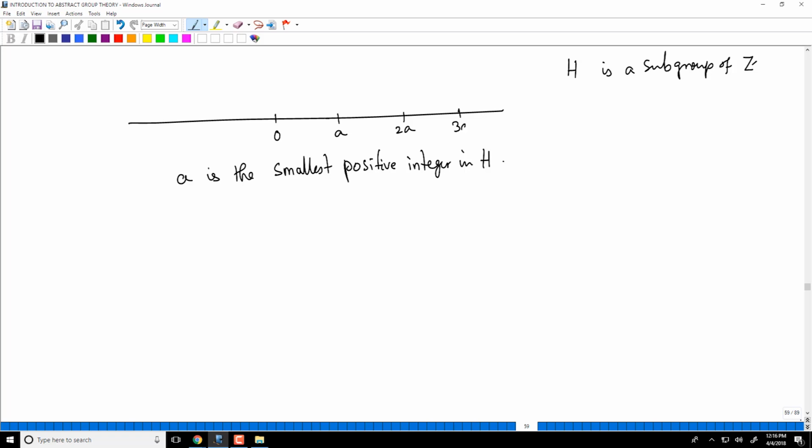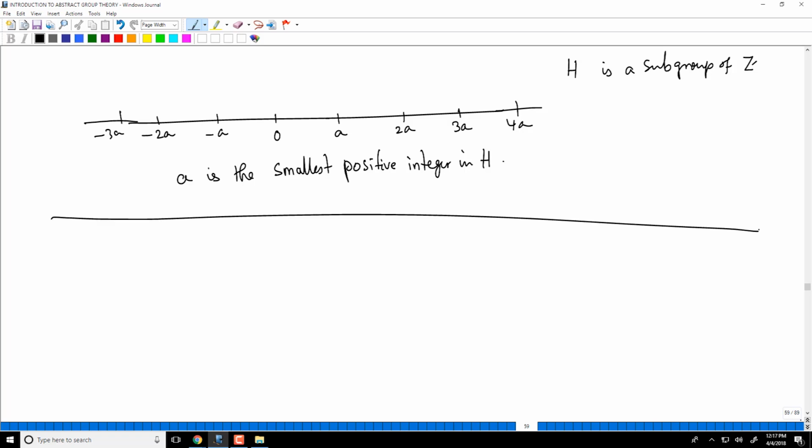Similarly, the next one is 3A, the next one is 4A. So H must be only multiples of A. Similarly, between minus A and 0 there can't be anything in H, because if there was something there in H, its negative would come to the positive side and violate the property that A is the smallest positive integer. So H must be made up of just these multiples of A, and nothing in between them can be in H. This is exactly what we have done. So subgroups of Z are particularly simple in this way.